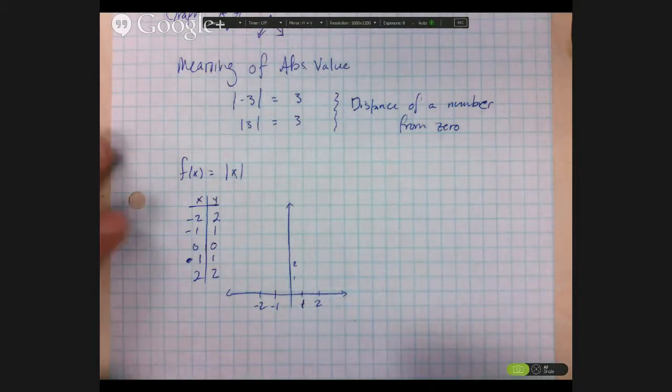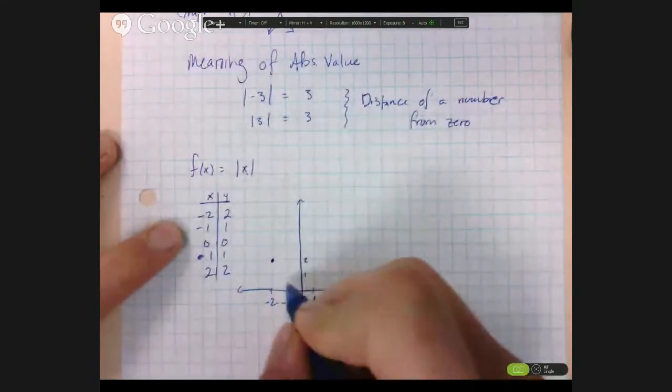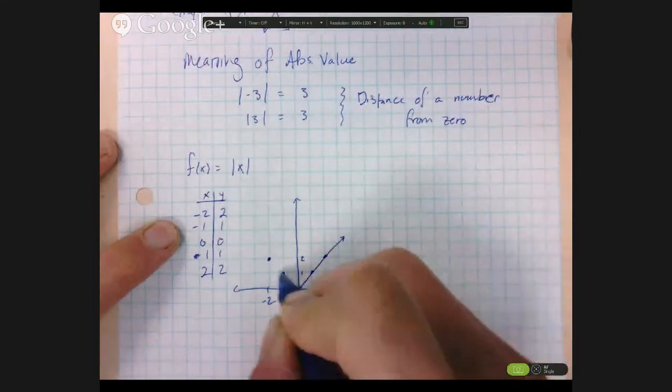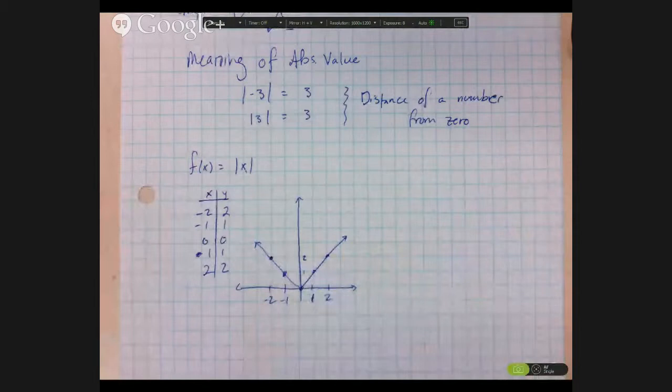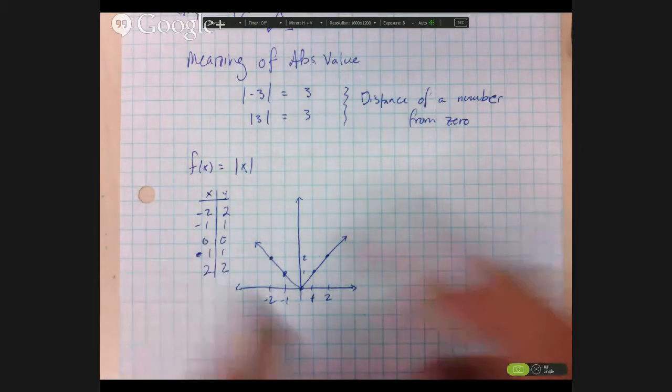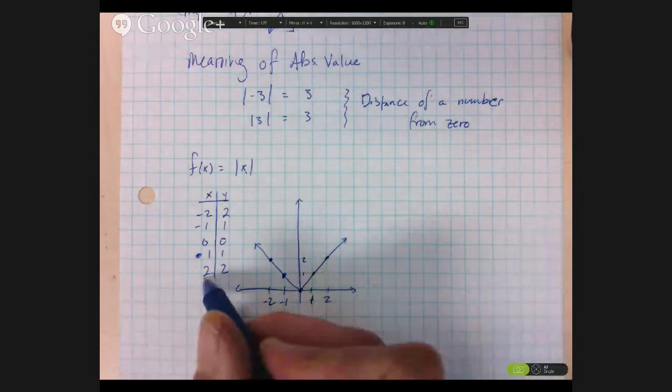If you plot these points, that's what you get. You can always do an absolute value graph with a table, especially if it's linear. Just be careful because we can shift it left or right or up or down, so you might have to change these numbers a little bit. All right.